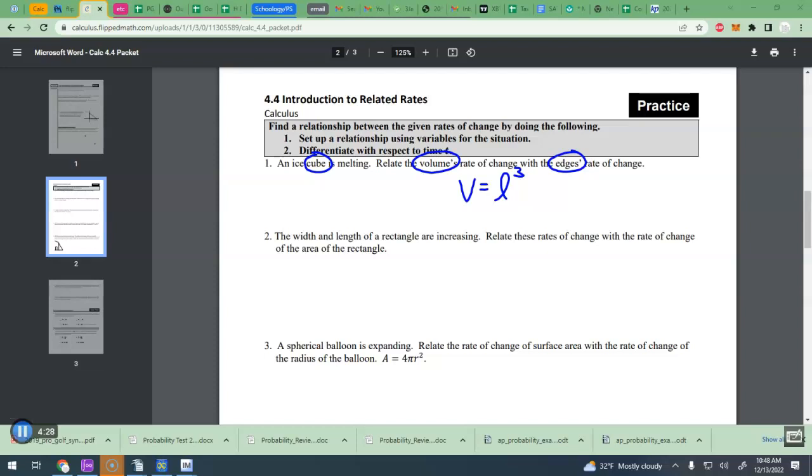Do you remember when we multiplied? You took the derivative of a y, you multiplied by dy over dx. Well, everything in here is implicitly tied to time. So every variable you take the derivative of, you multiply by d whatever over dt, because they're all tied to time.